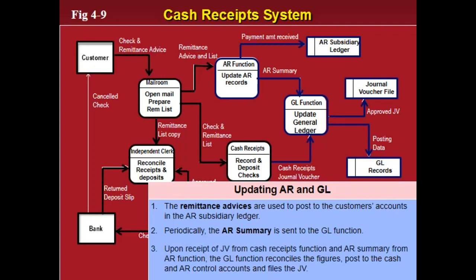Upon receipt of the journal voucher from the cash receipts function and the AR summary from the AR function, the GL function will reconcile the figures and then post to debit cash and credit AR control accounts. The journal vouchers are then filed accordingly.